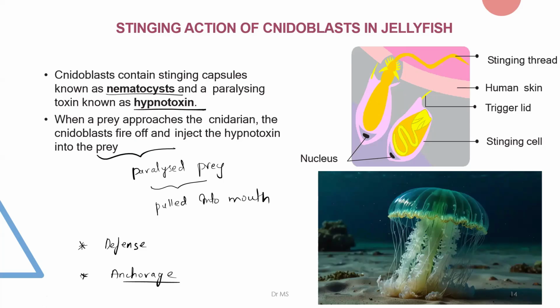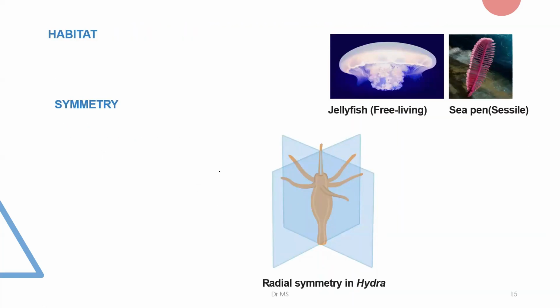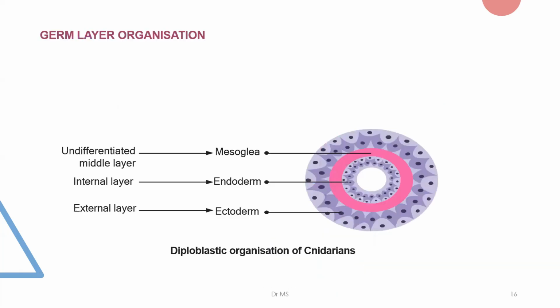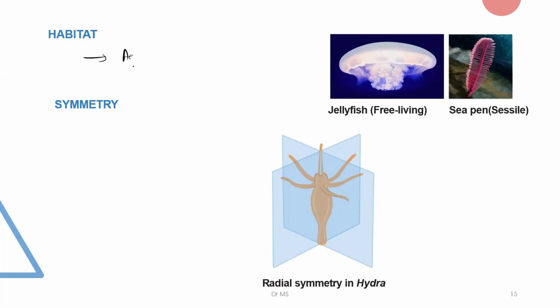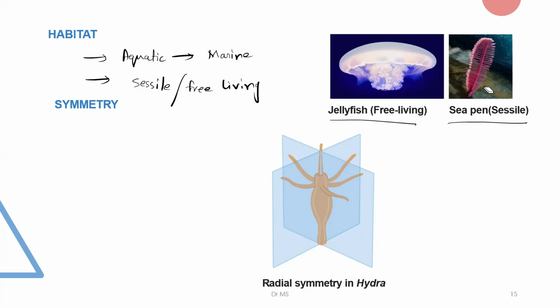Yes. So coming to the habitat, these are aquatic animals. They're mostly aquatic, and among those, mostly they are marine. They show the sessile or also free living forms. That means they can move or they can fix onto a place. They are sessile, not moving, fixed onto the place, or they can be free living. They can move from one place to another place. You can take the example: jellyfish is free living, sea pen is sessile. It will be fixed onto the floor.